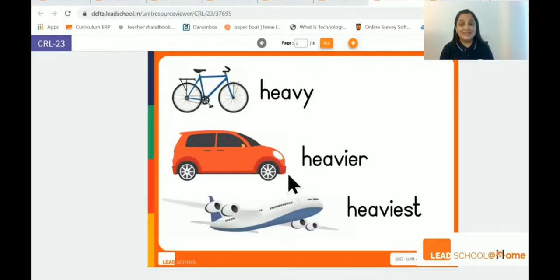Look at these pictures. Do you know what these are? This is a bicycle and this is a car and this is an aeroplane. So which one do you think is heavy? Yes, a cycle is heavy and car? Yes, the car is heavier. And what about the aeroplane? Correct. The aeroplane is the heaviest. So we know heavy, heavier, heaviest.